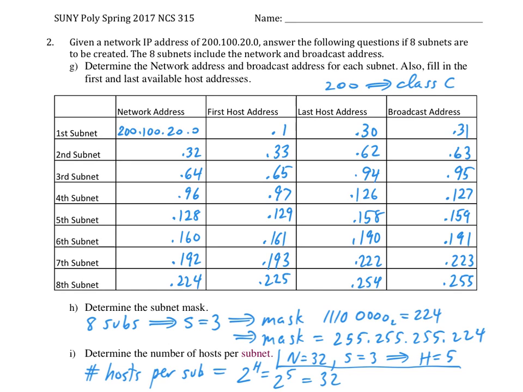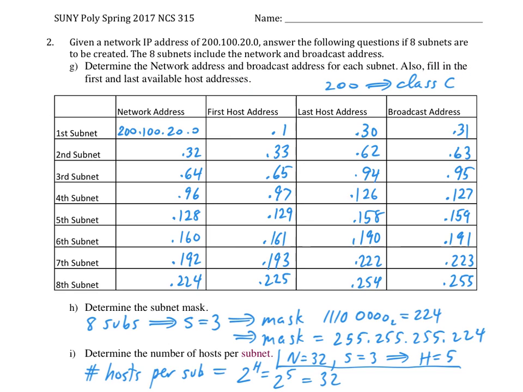Okay, in this video I'm going to do a subnetting problem, and it says given this IP network address 200.100.20.0, answer the following questions if 8 subnets are created. The 8 subnets include the network and broadcast address. So we're basically going to determine the network address, broadcast address, and fill in the first and last available host addresses.